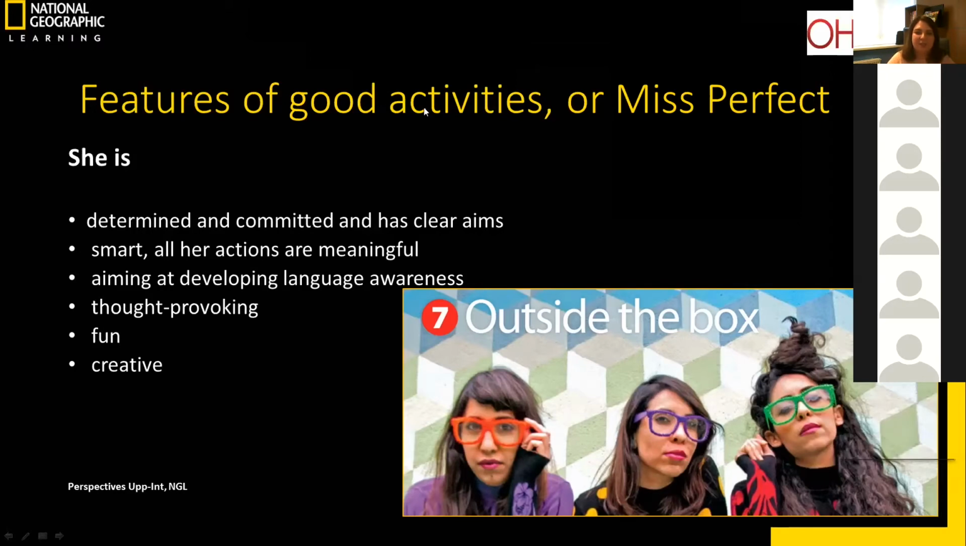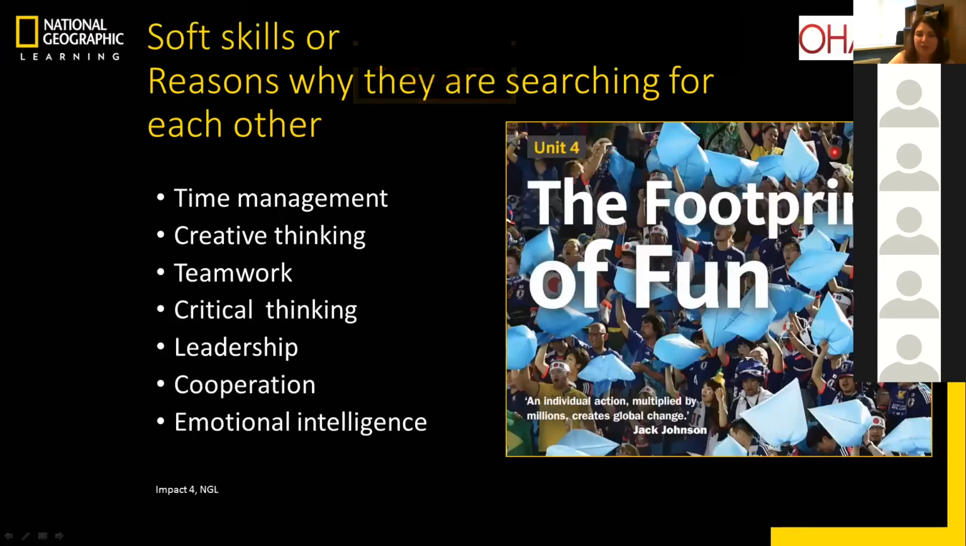Okay, good. So let's move on, and now we see that there is Mr. Big, and there is Miss Perfect. Well, they are somehow searching for each other and they have certain reasons. In our context, the reasons will be soft skills. Soft skills are the skills which we need to hone in order to succeed in our job in particular, and in general, to succeed in our lives.